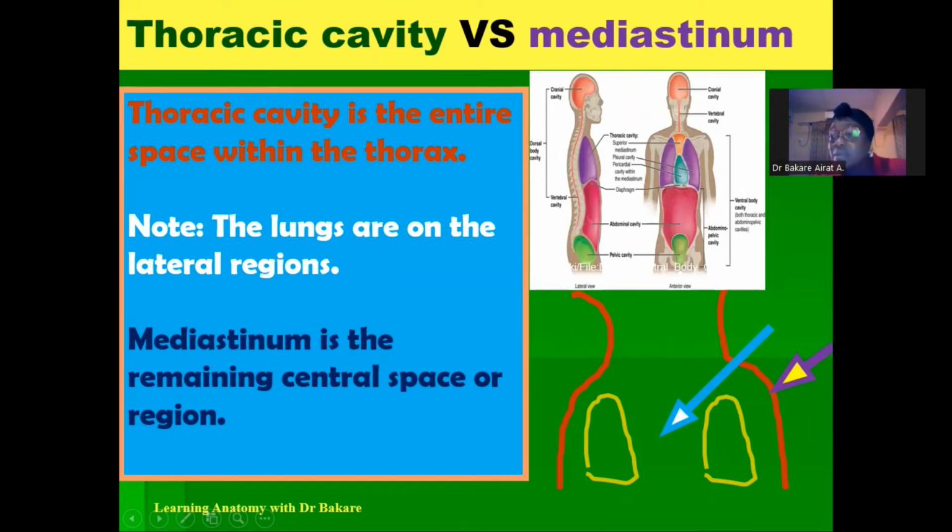And we've also established that on the lateral side of the thorax, we have the placement of the lungs, and these are the lungs highlighted in purple. So we have the right lung and also the left lung. And because they are located on the lateral side, there's going to be the creation of a central space, and this space that is created between the two lungs is called the mediastinum. So we can say that the mediastinum is a sub-region of the thoracic cavity.